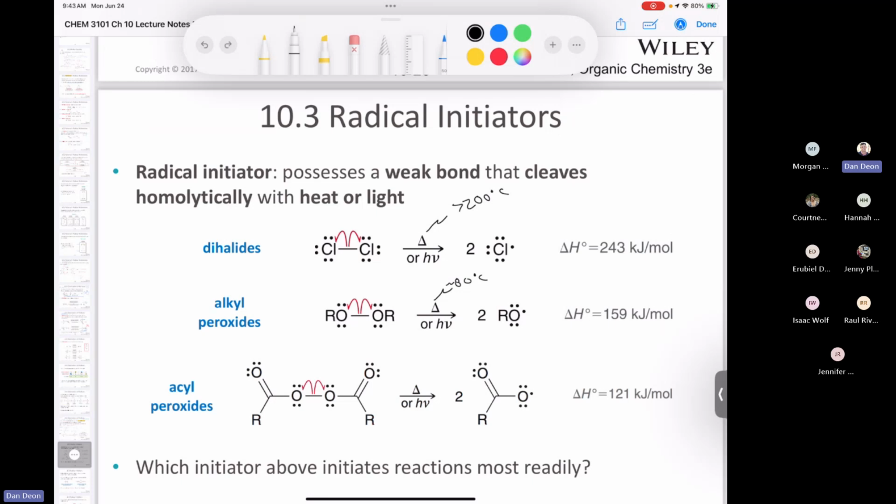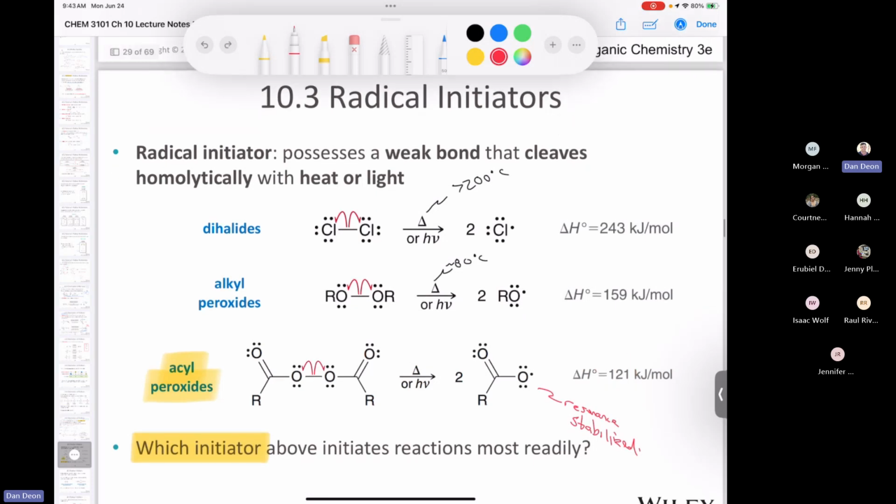Something that we don't discuss in gross and gory detail is an acyl peroxide. But acyl peroxides do make good initiators, something to make a radical from, because when you form the radical, it's resonance stabilized. It says, which initiator above initiates reactions most easily? The answer would be an acyl peroxide. And the reason why is because the radical is resonance stabilized, okay? And you can see that manifest in the bond dissociation energy, which is lower than all of them.